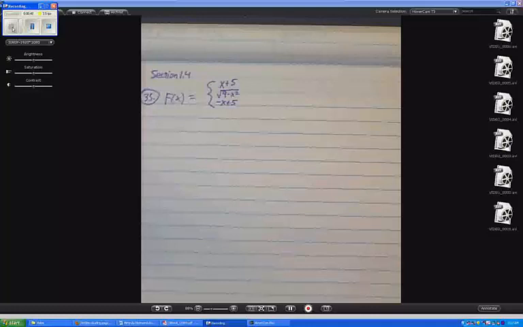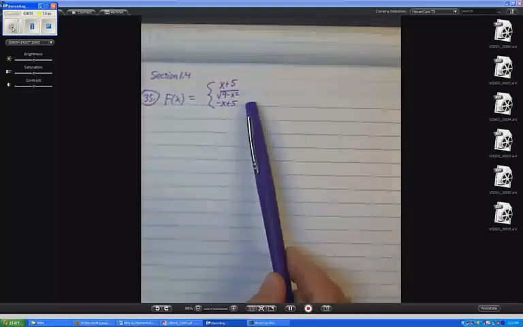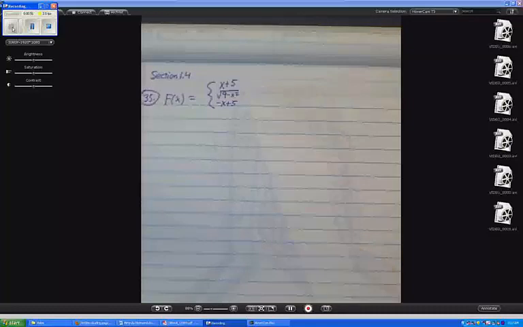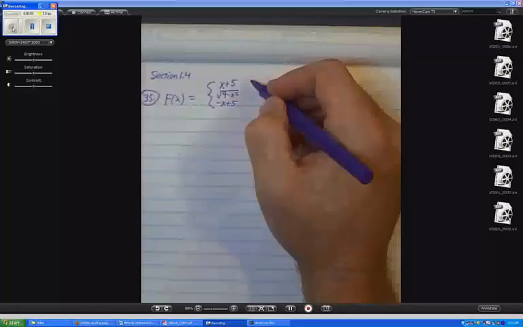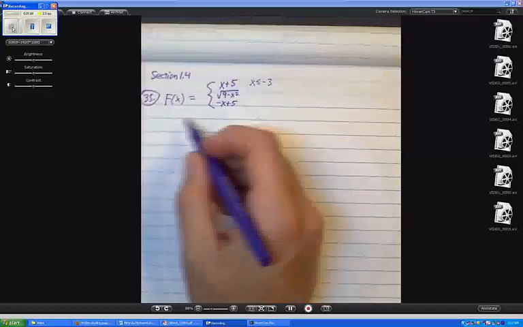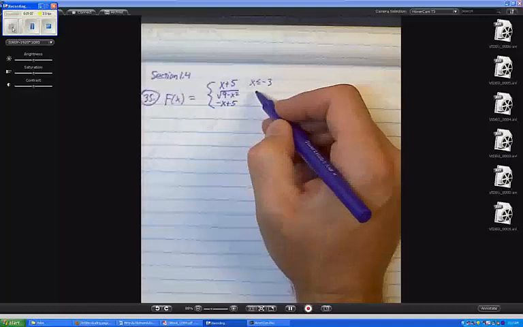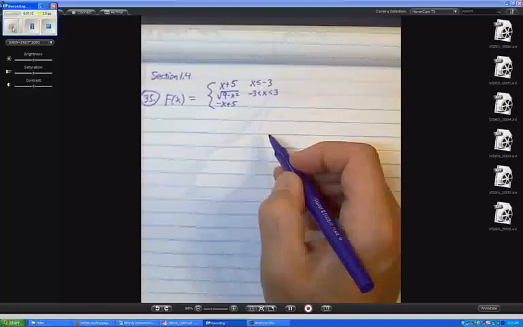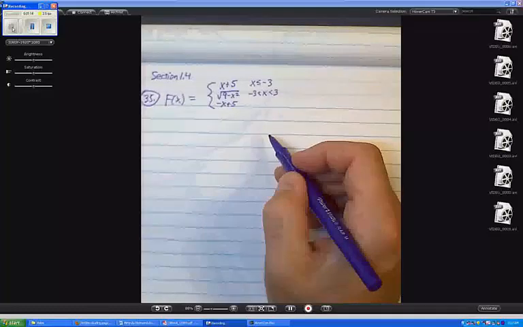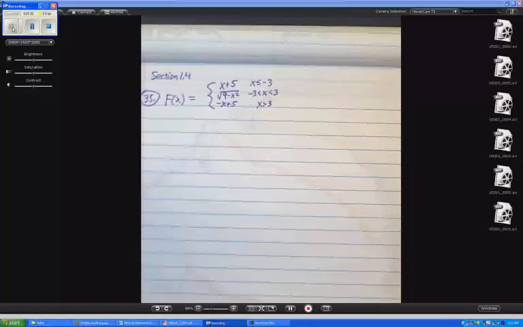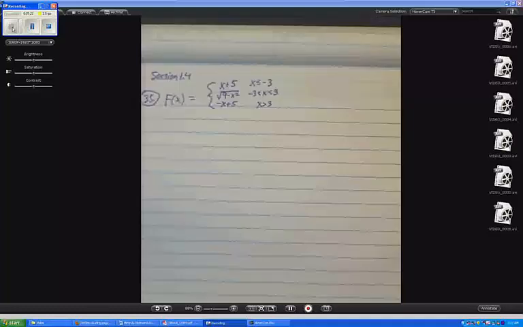And what they do over here is they list different pieces of the domain, different intervals of the domain. So it tells me, okay, when x is less than or equal to negative 3, I'm looking at that. When x is between negative 3 and 3, I'm looking at that. And when x is bigger than 3, I look at this for an output. And this is a really nice intro exercise to learning what this means, okay?